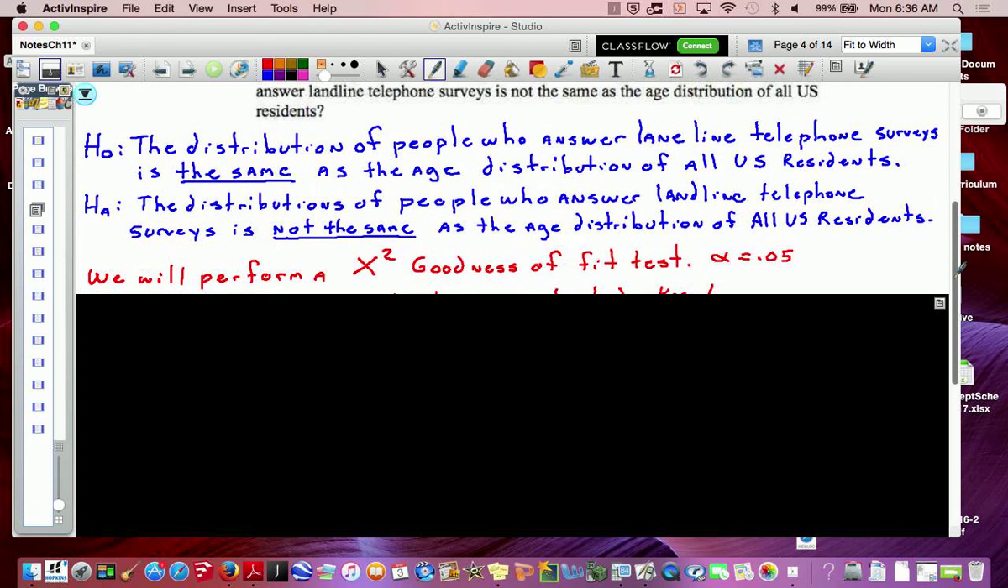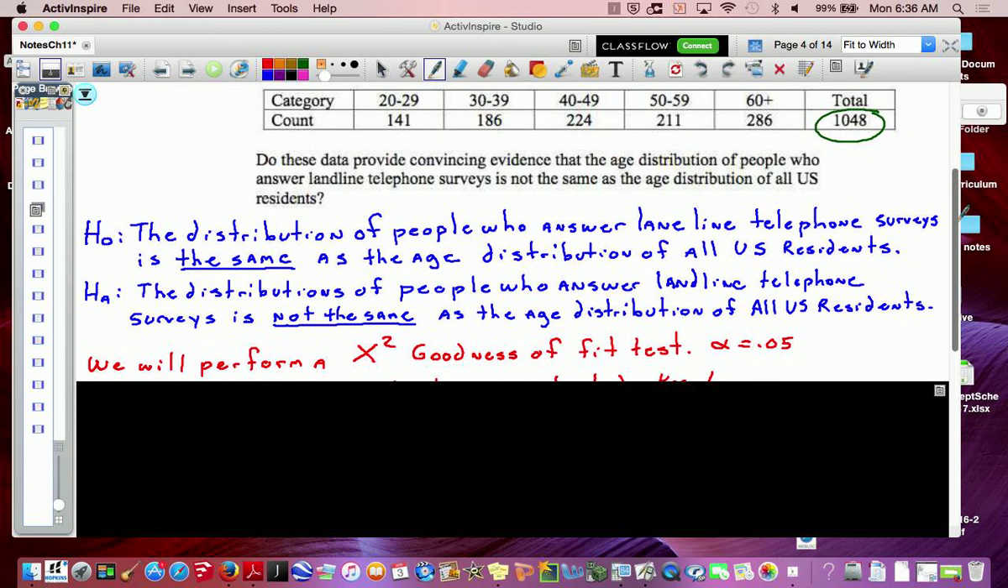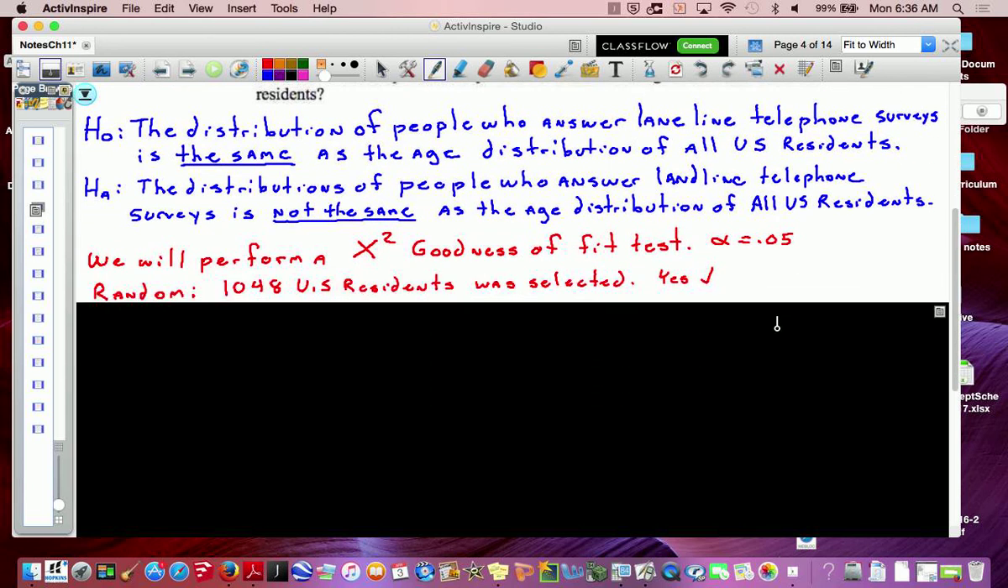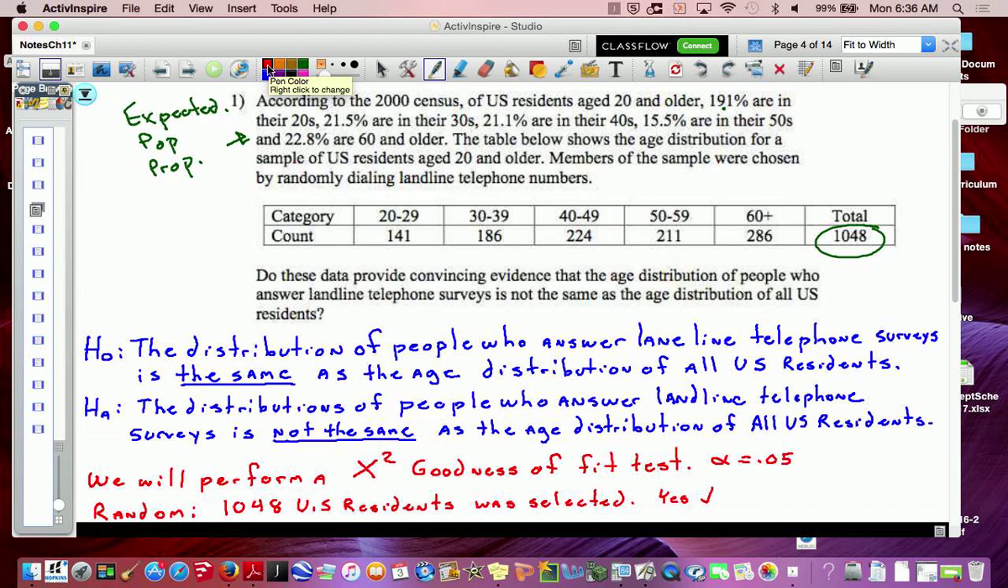So we go through our conditions. Well, if we look up here, we had a simple random sample of 1,048 U.S. adults or U.S. residents, so that's good to go. Then we have to calculate out our expected counts. So what I have to do to get my expected counts is go up here, take 19.1%, 21.5, 21.1, 15.5, and 22.8, and multiply all of those proportions by 1,048 and get the actual expected counts.